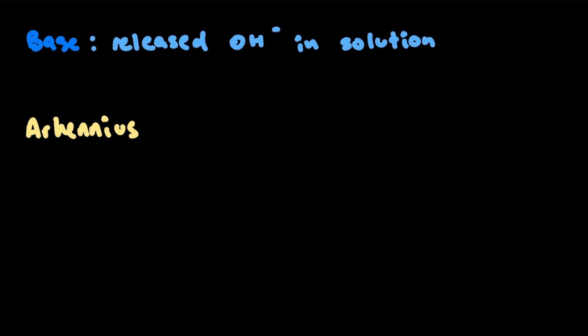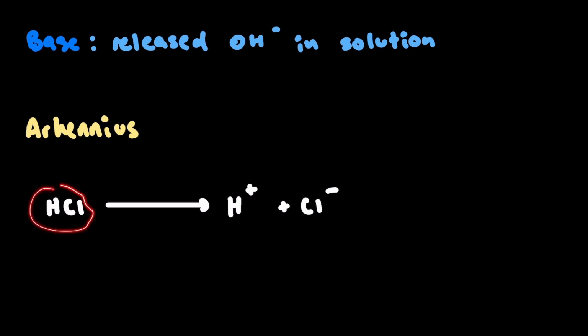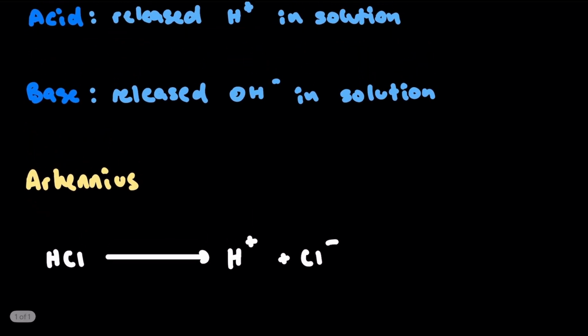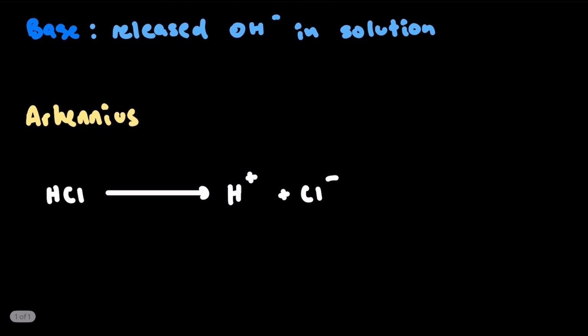If I wanted to describe how HCl is an acid, then the way Arrhenius would describe this would be to show a single ionization into H+ and Cl-. And as you can see, because this HCl formed a H+, you would say that HCl is an acid according to Arrhenius' theory of acids and bases. Now let's have a look at an example of a base.